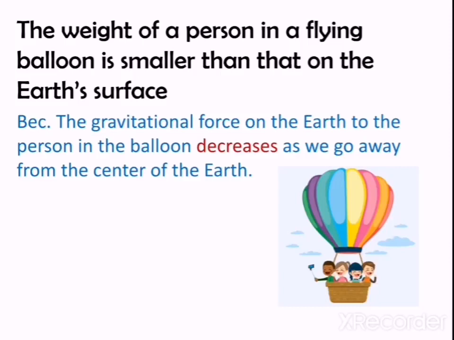And the last one is the distance between the object and the center of the Earth. By increasing the distance between the object and the center of the Earth, its gravitational force will decrease, so the weight will decrease. So the weight of a person in a flying balloon is smaller than that on the Earth's surface.